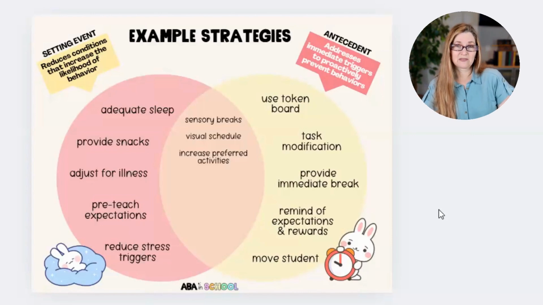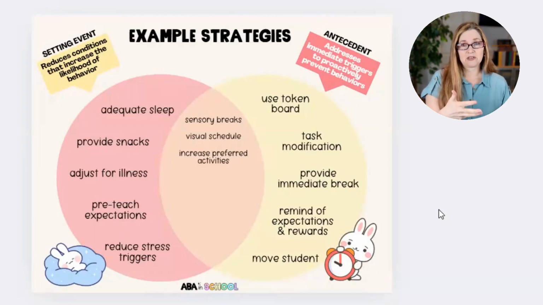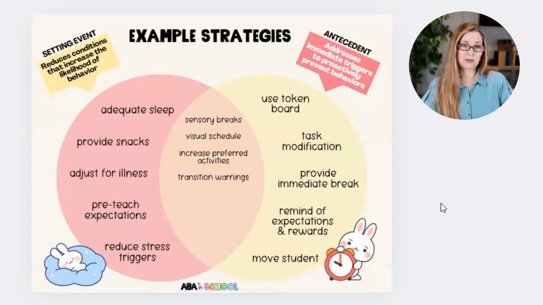Increasing preferred activities could again be either, whether you're planning beforehand certain activities that work really well for the student, or you're making a schedule modification in the moment to prevent that trigger from happening. Using transition warnings could be either. We use that all the time for all students. That doesn't necessarily mean we're preventing behaviors in all the students; it's just a good strategy to use. But some students need that warning before a transition to prevent a behavior from happening, and so that would be antecedent.